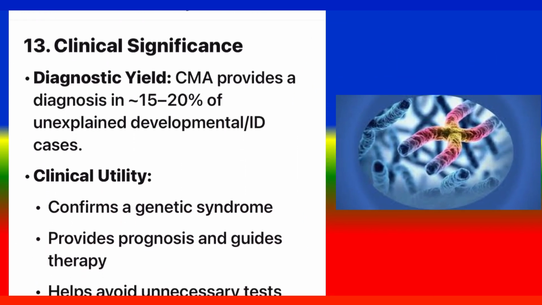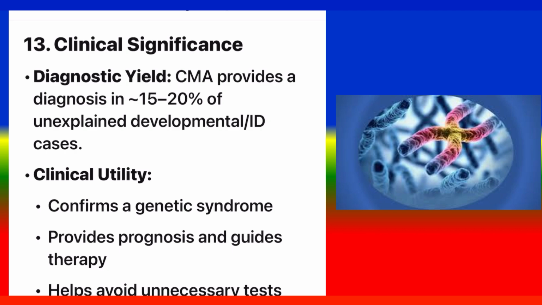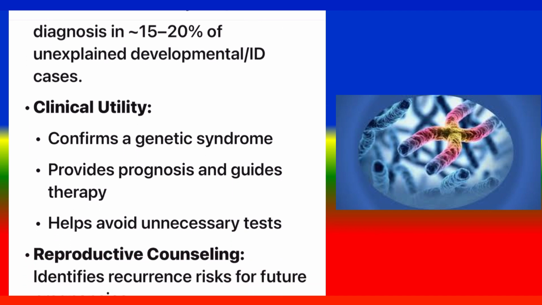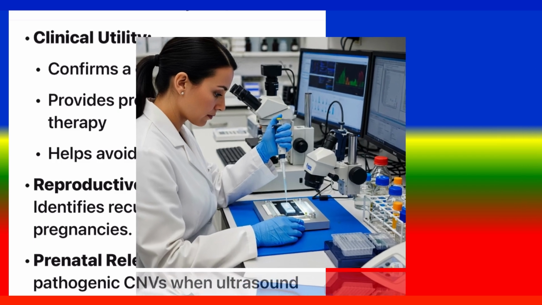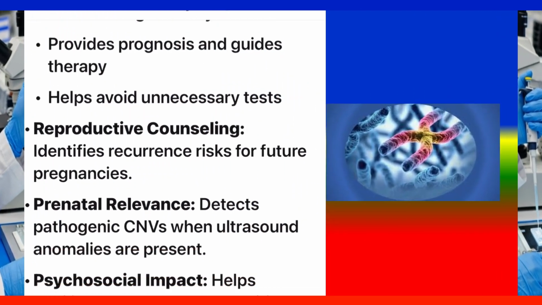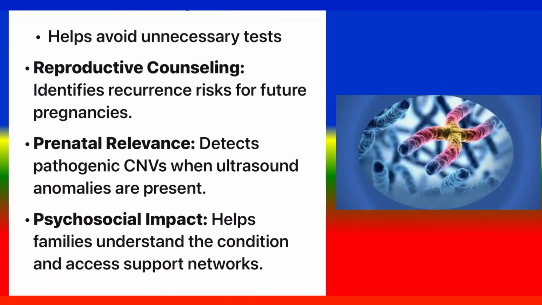13. Clinical significance. Diagnostic yield: CMA provides a diagnosis in 15 to 20% of unexplained developmental delay and ID cases. Clinical utility: confirms a genetic syndrome, provides prognosis and guides therapy, and helps avoid unnecessary tests. Reproductive counseling: identifies recurrence risks for future pregnancies. Prenatal relevance: detects pathogenic CNVs when ultrasound anomalies are present. Psychosocial impact: helps families understand the condition and access support networks.